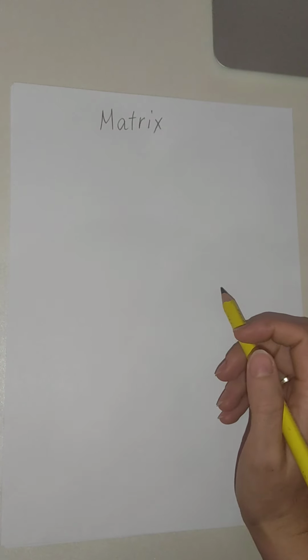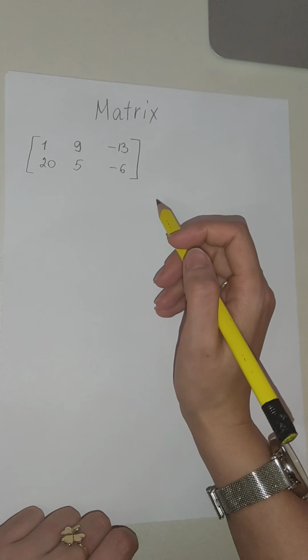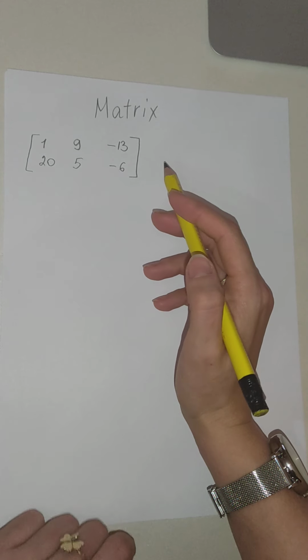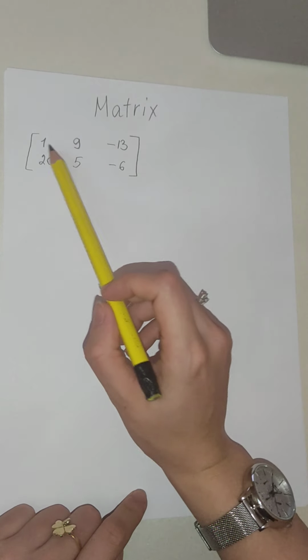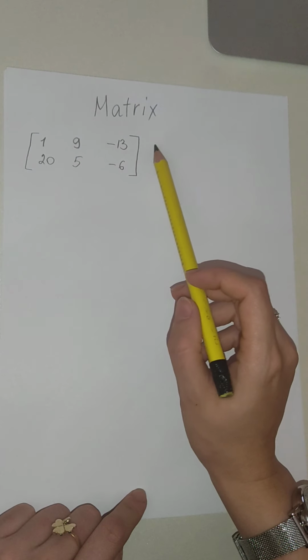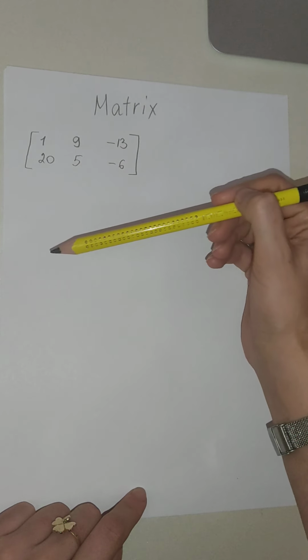Hi friends, today we will talk about matrix and operations on matrix, the rank of matrix, and etc. So let's start. What is matrix? In mathematics, a matrix is a rectangular array or table of numbers or symbols or expressions. As you see, the numbers are arranged in rows, which are horizontal, and columns, which are vertical.